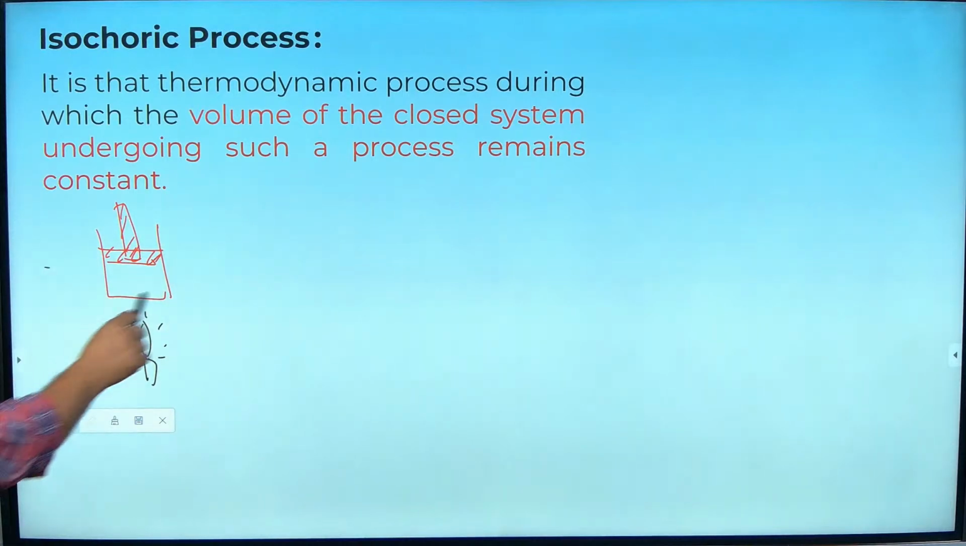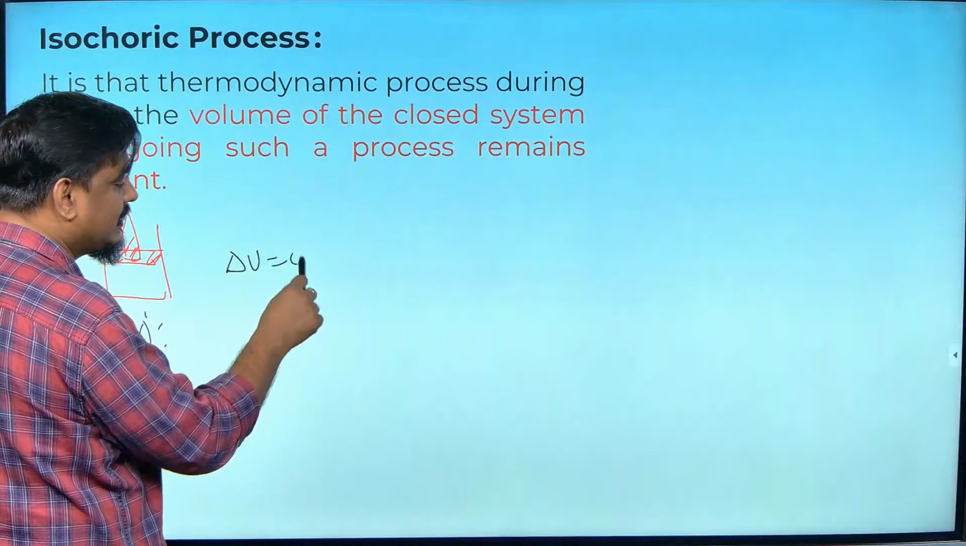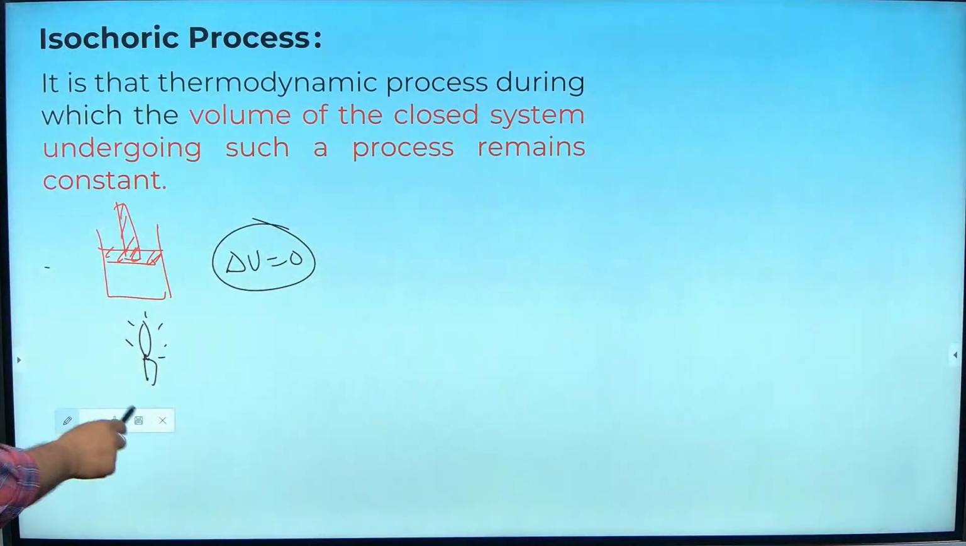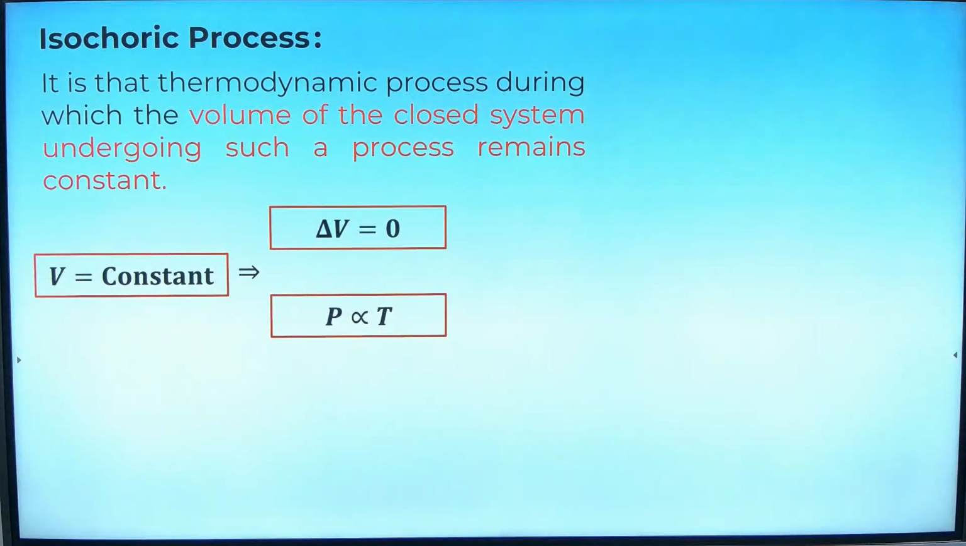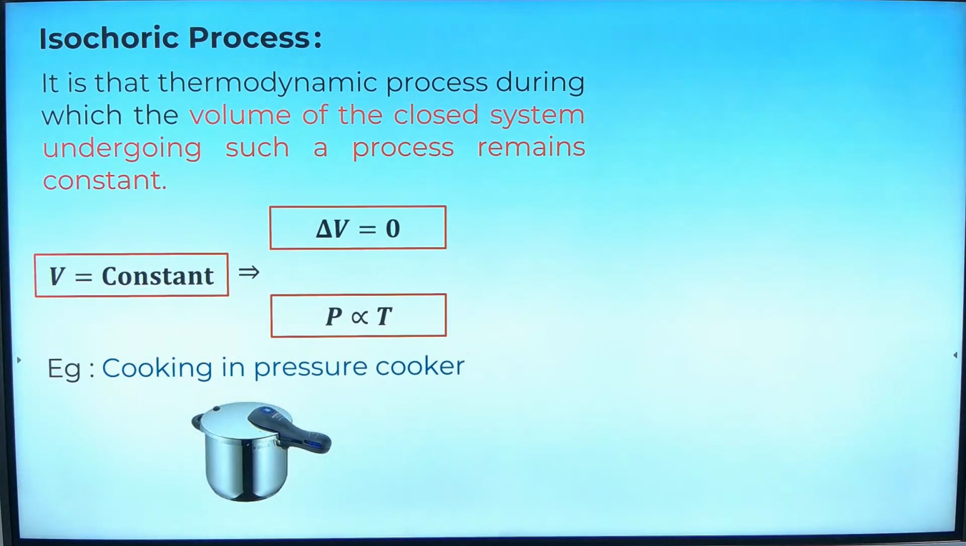So here what will be 0? Del U will be 0, isn't it? So let us apply all these things in the equation and get the formulation. So what is going to happen? Del V is going to be 0, P and T will be proportional. Example can be pressure cooker, best example.